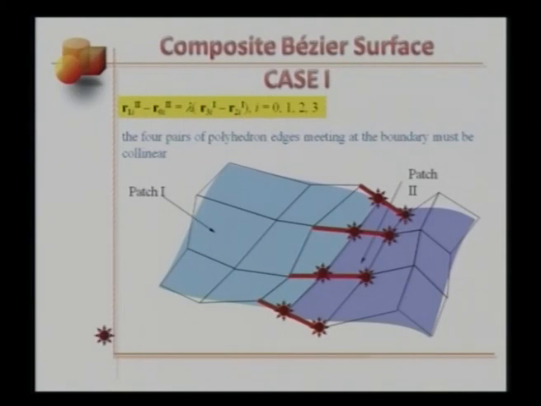So if you notice, from the design viewpoint, these 8 points are constrained. These 4 points get constrained because of position continuity, and these 4 points get constrained to lie along these respective lines to maintain a unique tangent plane at this common boundary. In other words, these are not, so to speak, free choices anymore for us. Let's look at case two now.